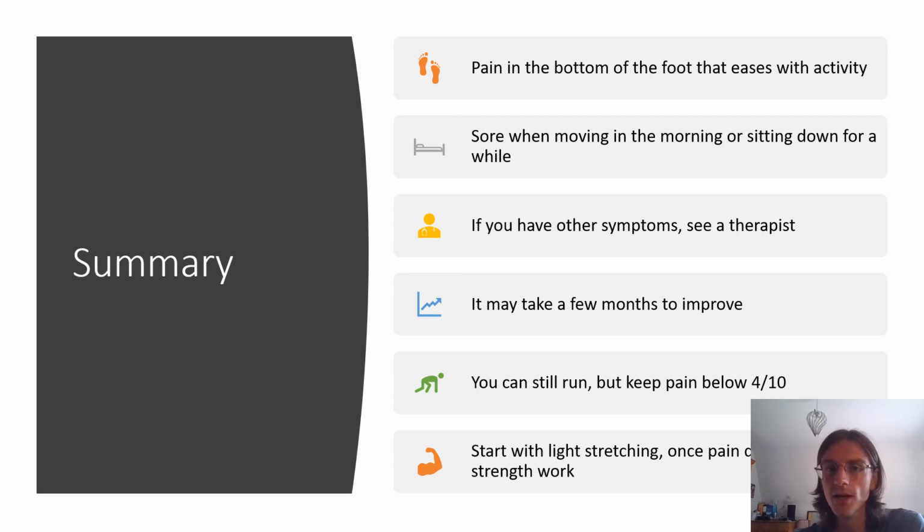It may take a few months to improve, so don't try and progress it too quickly, and don't get annoyed if it takes longer than you think. You can still run, just keep the pain below a 4 out of 10. And then with the rehab, start with light stretching, and once your pain decreases, introduce the strength work. And then after you've got the strength work on your biomechanics, slowly increase your mileage.